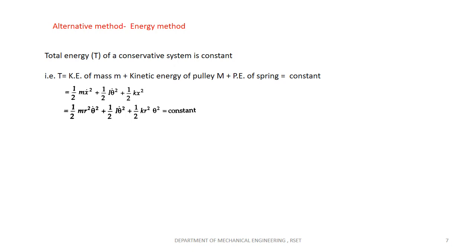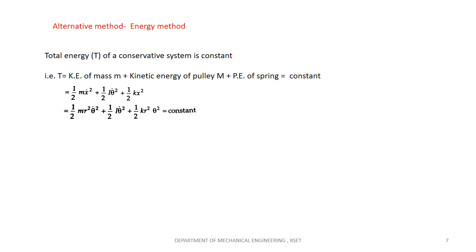So why is x dot written as r theta dot? I explained that in the previous slide. That is, x is r theta, x dot is r theta dot, and x double dot is r theta double dot. So x dot square is r theta dot all square, that is r square theta dot square. Here x is r theta, so x square is r square theta square.